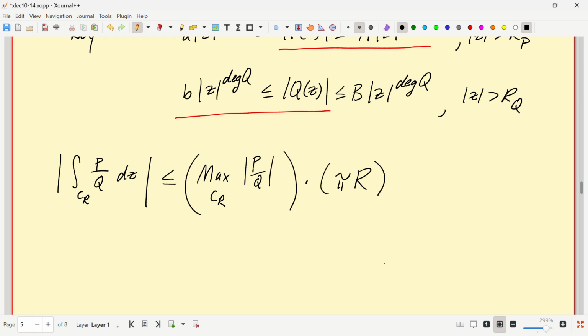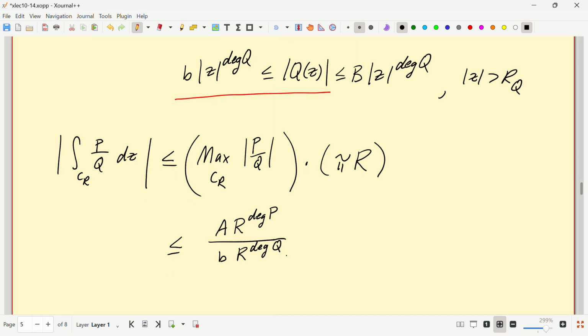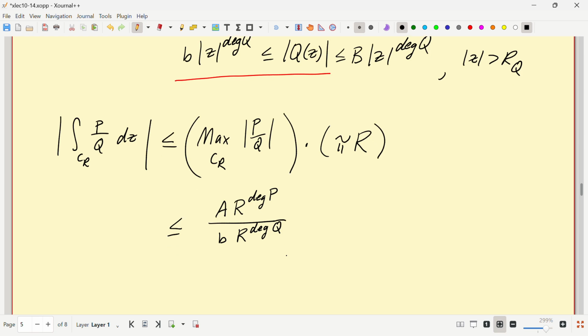And that's going to be less than or equal to a times r to the degree of p, over little b times r to the degree of q. If I have r big enough, I'll tell you how big I need it to be. And I claim this is going to be less than a constant times pi r.